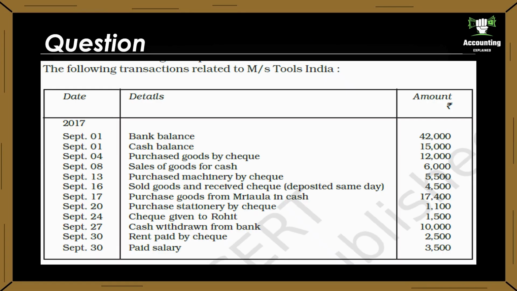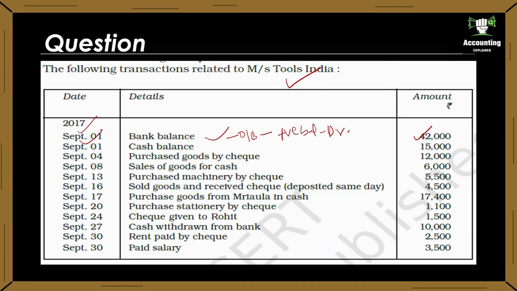Let's do a question on double column cash book. The following transactions related to Messrs. Tools India. On September 1, 2017, bank balance 42,000. So this is the opening balance of the bank and they have not told specifically whether it is debit balance or credit balance. So we take this as a positive balance, that is debit balance.